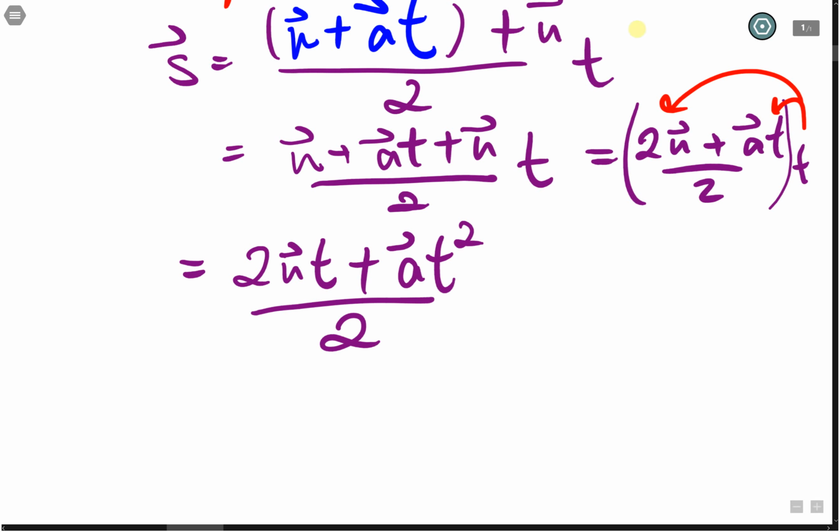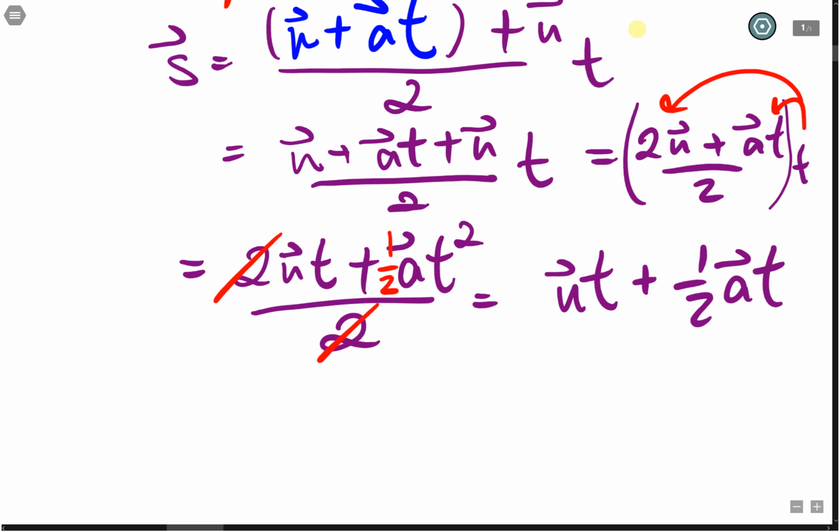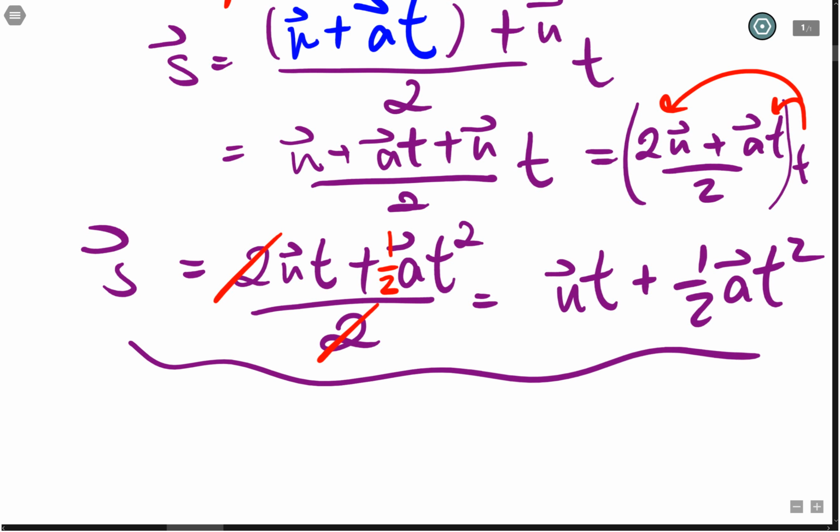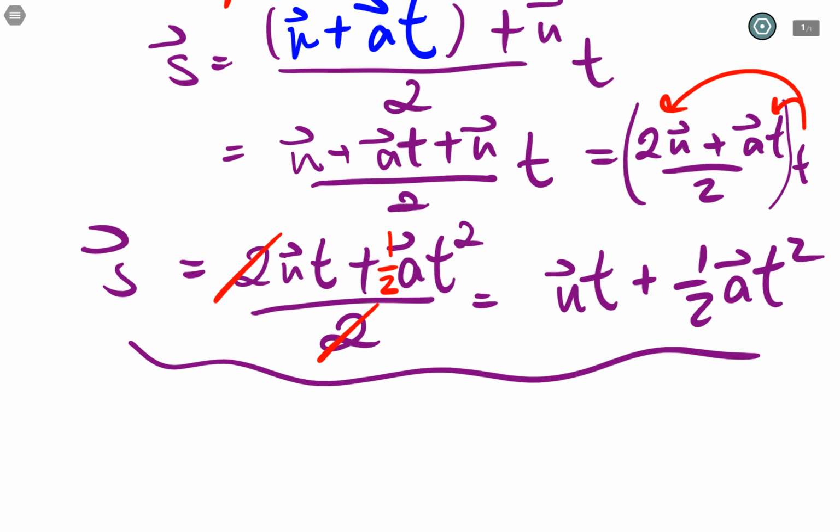To divide everything by 2, you've got to make sure you're dividing every single term above by 2. So I'm going to divide this term by 2, and I'm going to divide this term over here by 2, which I will be left with a half. This gives me UT plus 1/2 AT squared. And voila, there we go. We have the equation right over here. Hopefully that helped confirm the steps that you chose to take.